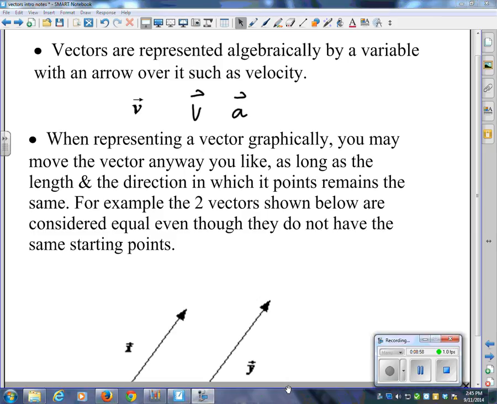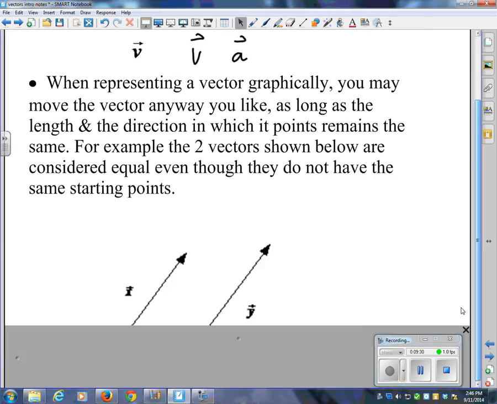Okay. Pause, just put your pen down for a second, just listen, and I'll give you a chance to copy. When representing a vector graphically, in other words, when you're drawing a vector, you can move the vector any way you like. You can put it anywhere on your page. You can draw it here and then copy it and put it here. It can go anywhere on the page as long as two things remain the same. The length of it must remain the same, and the direction which it points must remain the same. Okay? For example, the two vectors shown below are considered equal, even though they do not have the same starting points.